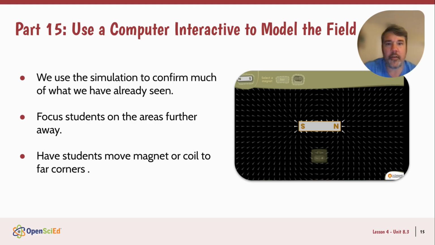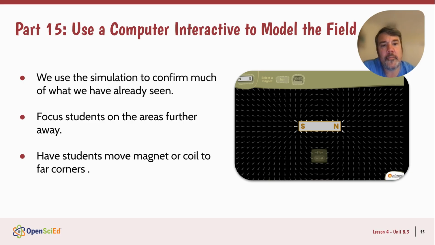Then finally in part 15, this is when we get to use the computer interactive. And so this is where we get to really see a nice, perfect, beautiful magnetic field. Again, we've seen bits and pieces of it, but this is where we really get to see it. Students are going to get to move that magnet or coil around. They can select either, they can flip it around, do all sorts of cool things. And all those little triangles represent compass needles, which we've been using, so it should be pretty familiar to the kids.